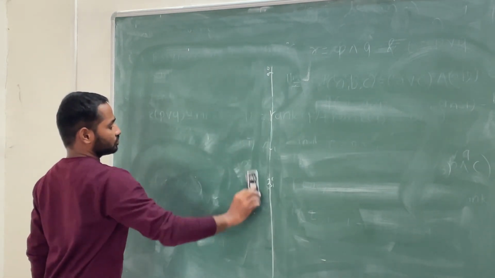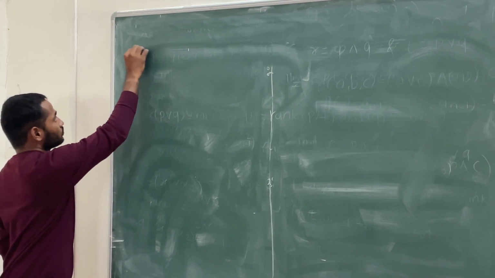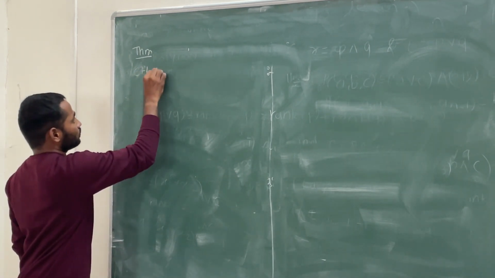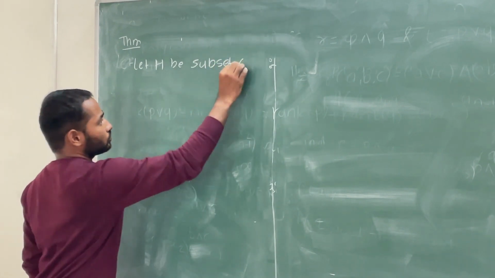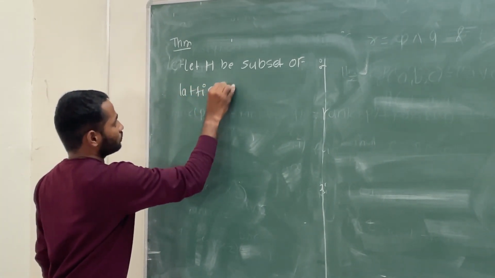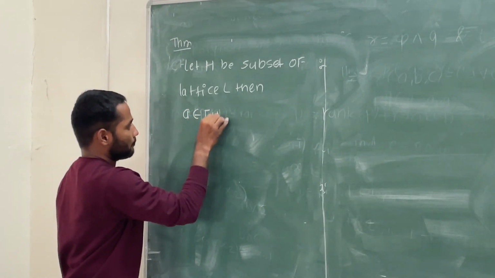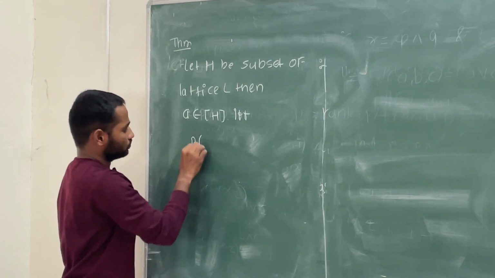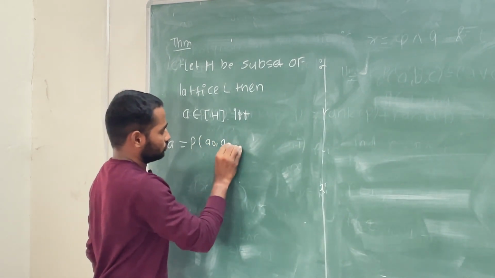Now here is one theorem. Let H be a subset of a lattice L. Then A belongs to the square bracket H if and only if A is equal to a polynomial value. Use the symbol H, not H1.